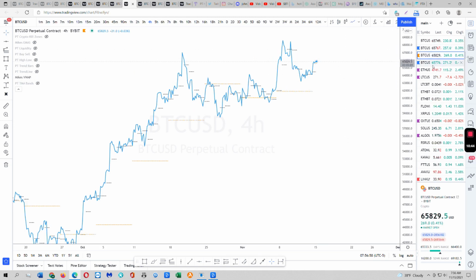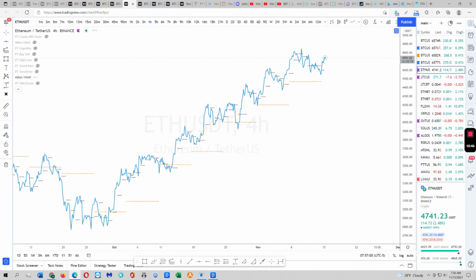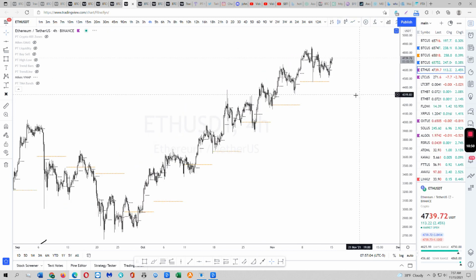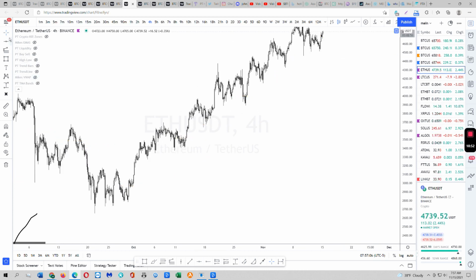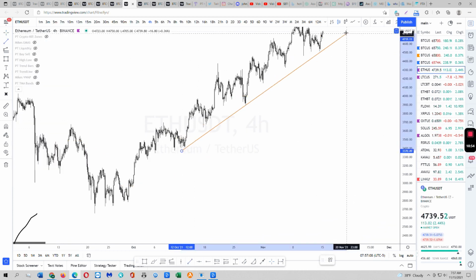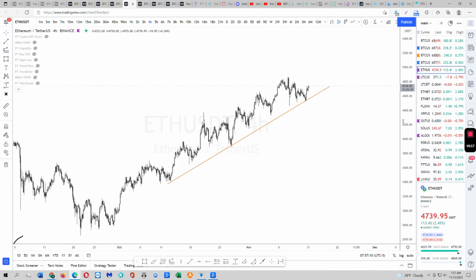Oh, Ethereum. I want to talk to you about Ethereum. Ethereum is very important to me. Why is Ethereum important? Because Ethereum, if I'm not mistaken, broke the trend line, guys. Did it? Oh, no, it didn't. Oh, so close. So close.